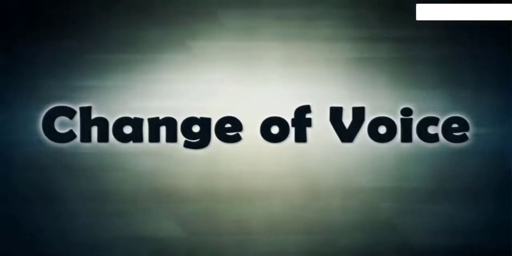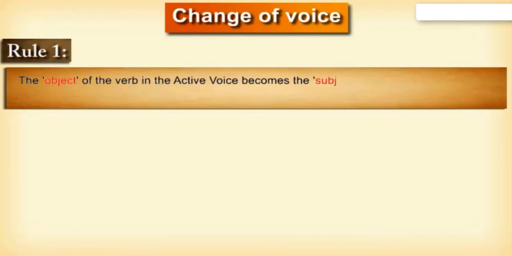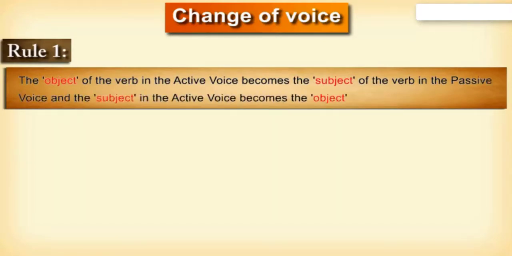Change of voice. Let us now understand about the rules for changing into passive voice. Rule 1. The object of the verb in the active voice becomes the subject of the verb in the passive voice, and the subject in the active voice becomes the object in the passive voice.